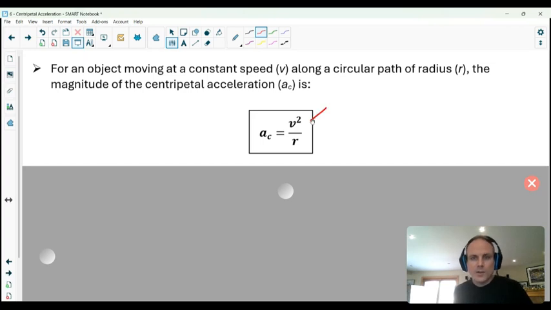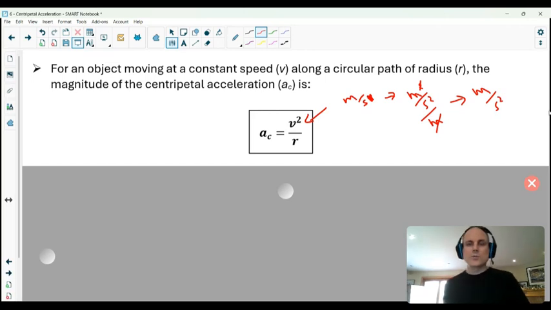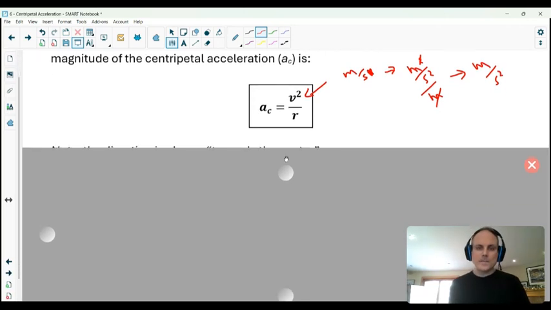Now you'll notice that speed is in meters per second. So when we square speed, we're going to end up with meters squared over seconds squared, and we're dividing it by radius, so that's going to be meters. One of the meters on top will cancel out with the meter on the bottom, and we're left with meters per second squared as our units, which we know are the units for acceleration.